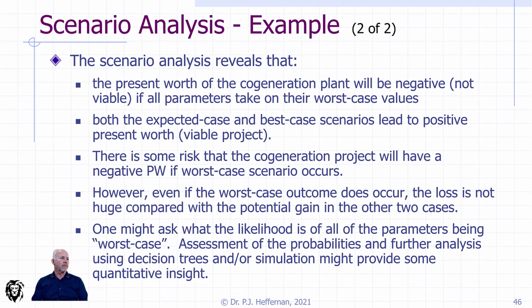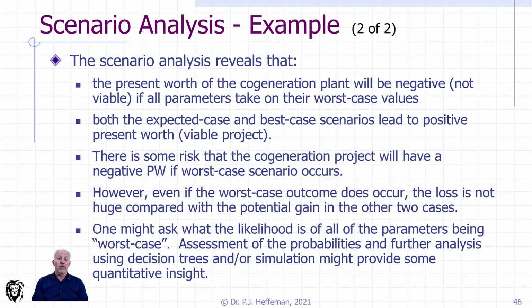So to analyze that, basically what it tells us is that the present worth of the cogen plant is not viable if all of the parameters take on their worst case values. So it is in the realm of possible, anyway, that this might not be a viable project. Both the expected case and the best case scenarios lead to positive and very positive viable projects. There's some risk that the cogen project will have a negative present worth, again, if most or all of the parameters trend towards the worst case scenario.